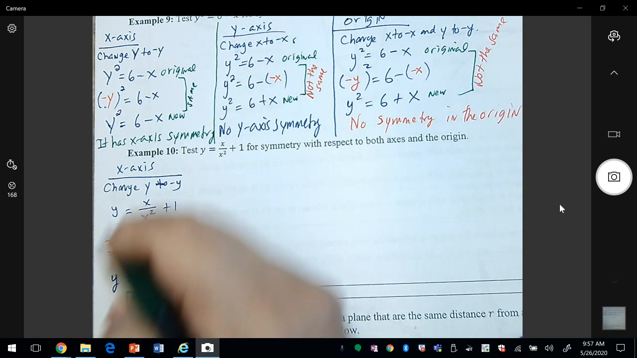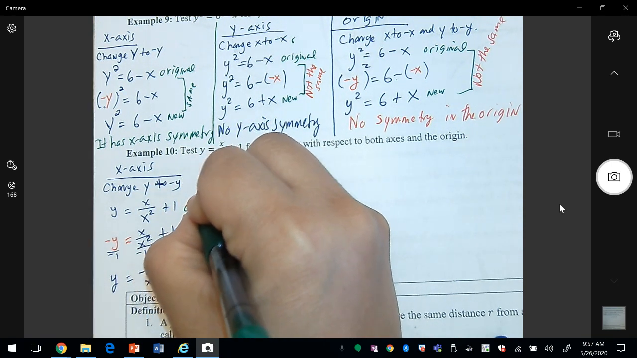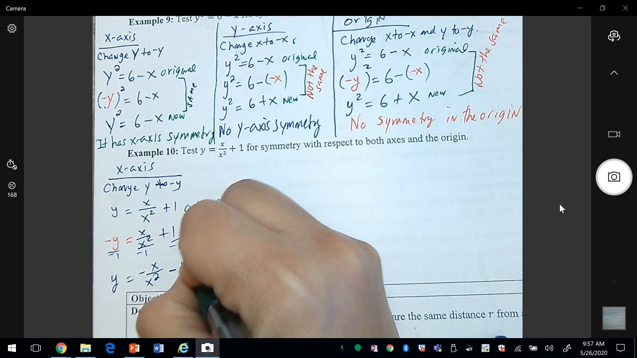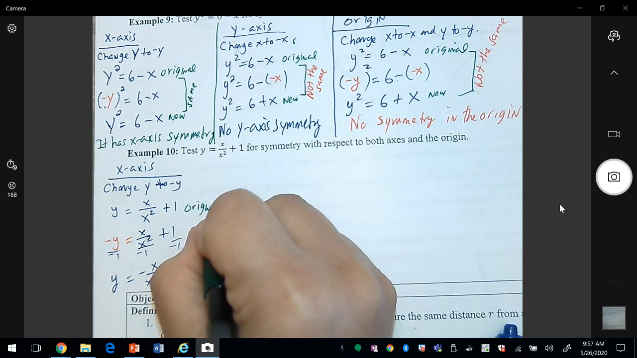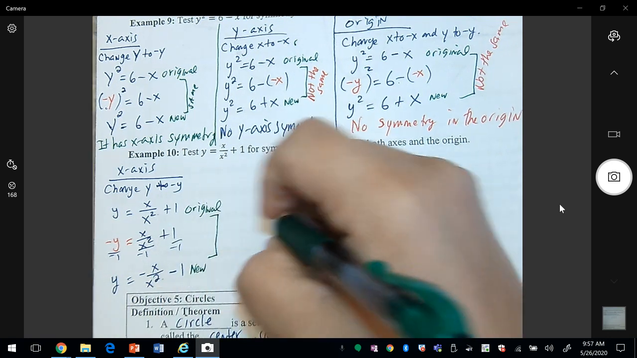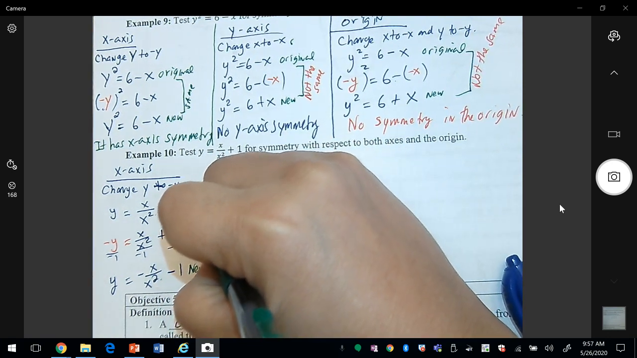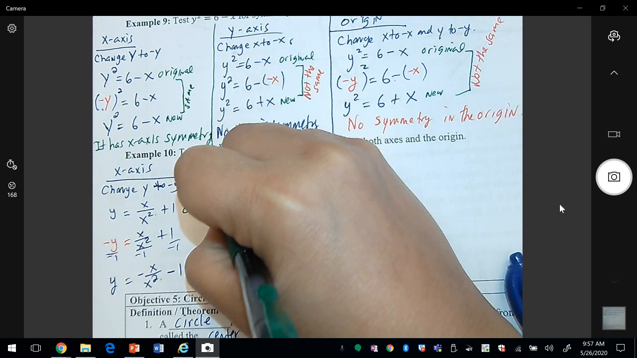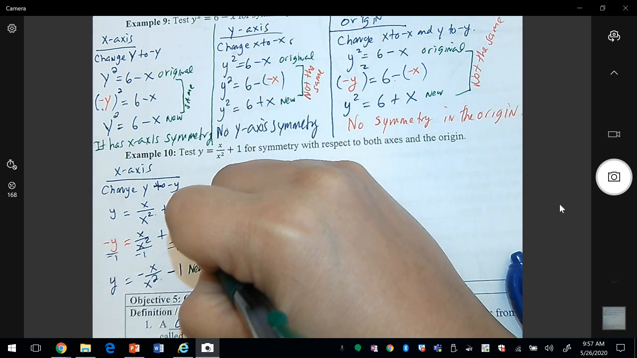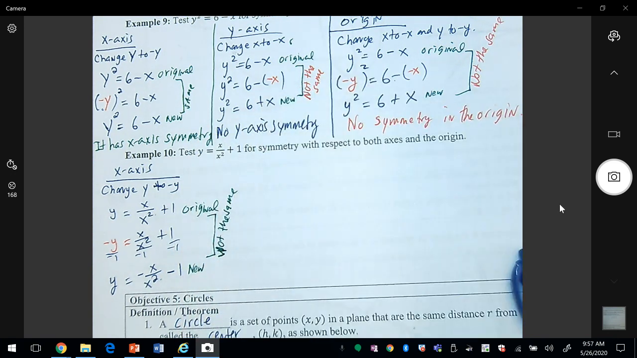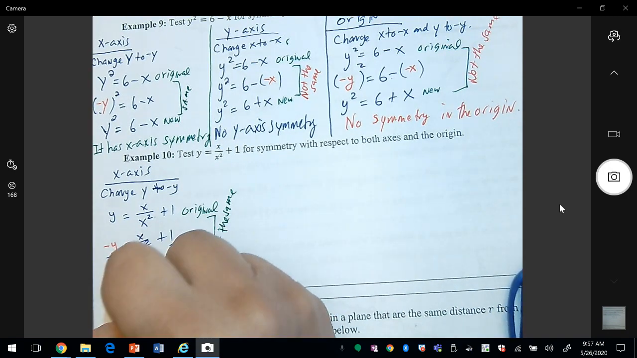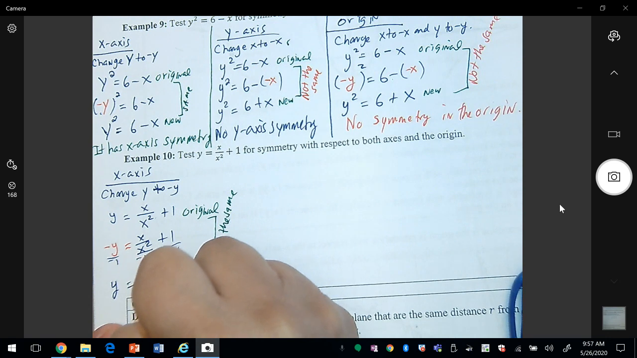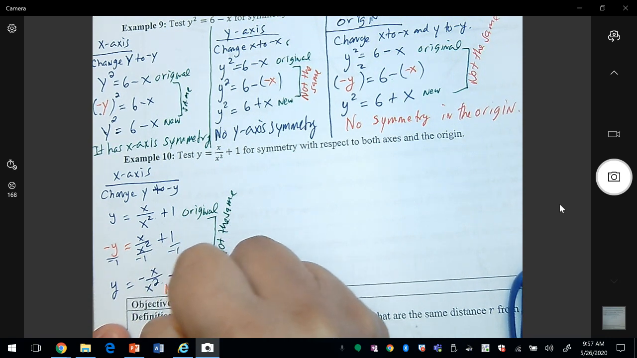And so the original is up here. This is your new equation. And if we compare them, then we can see that they're not the same. Okay, so they're not the same. So there is no x-axis symmetry.